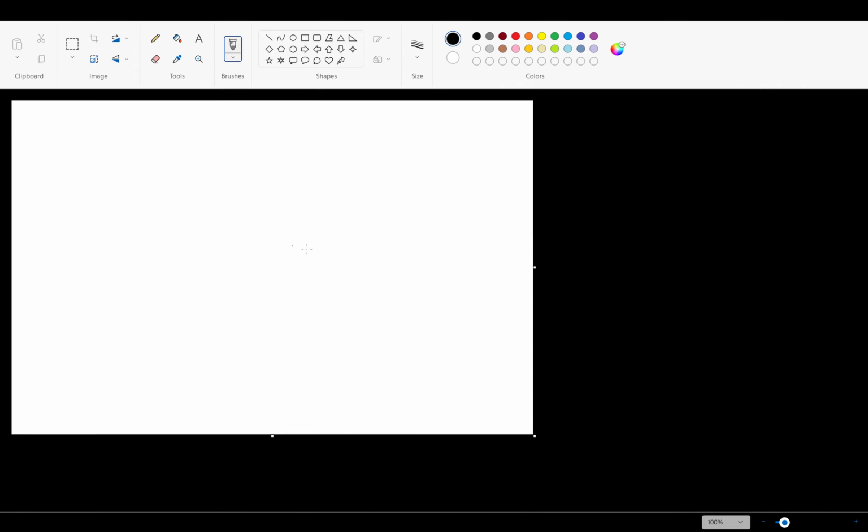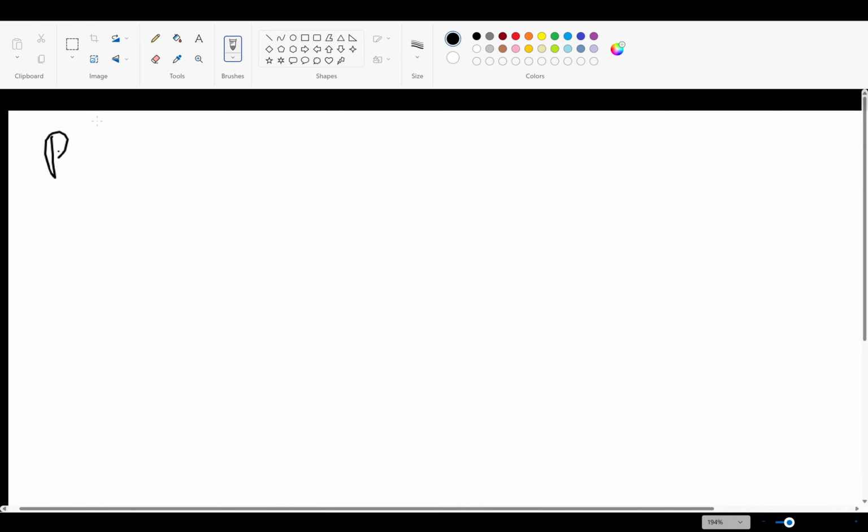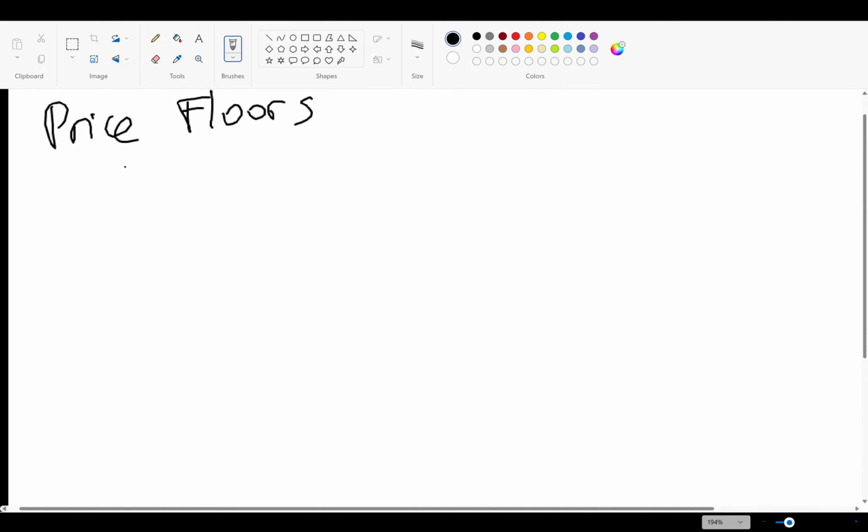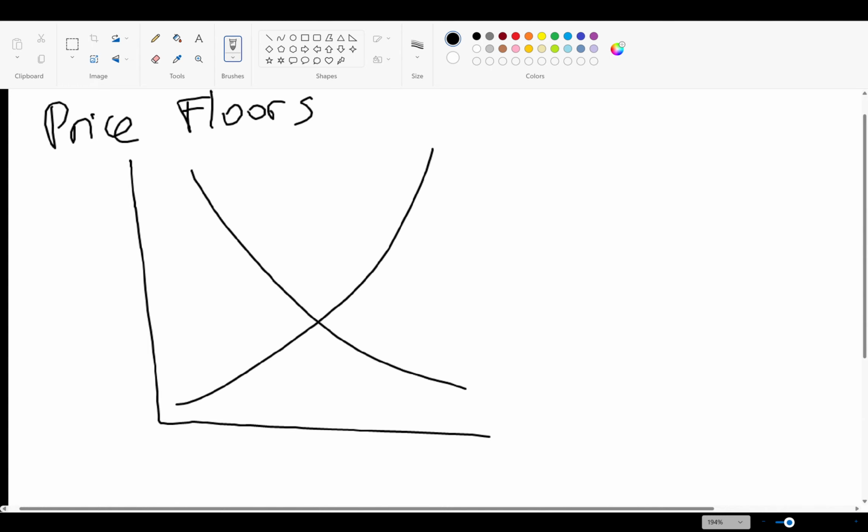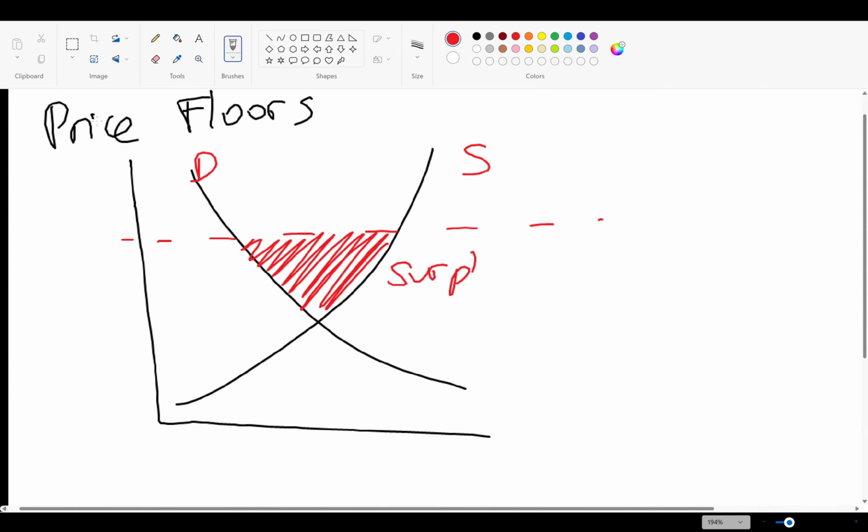Now, what are price floors? Price floors are basically implemented by the government, again, just like a price ceiling. And it looks something like this. This is the demand curve. This is the supply curve. And a price floor is this. So it creates a surplus. This is the quantity demanded. This is the equilibrium between supply and demand. And this is the quantity supplied.